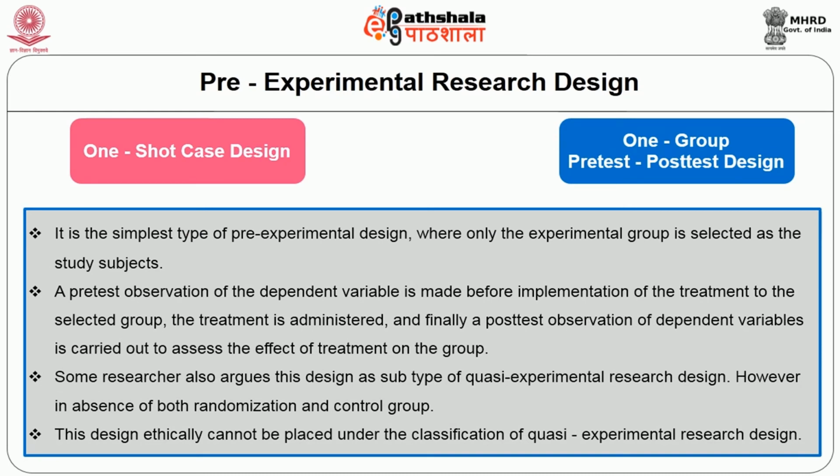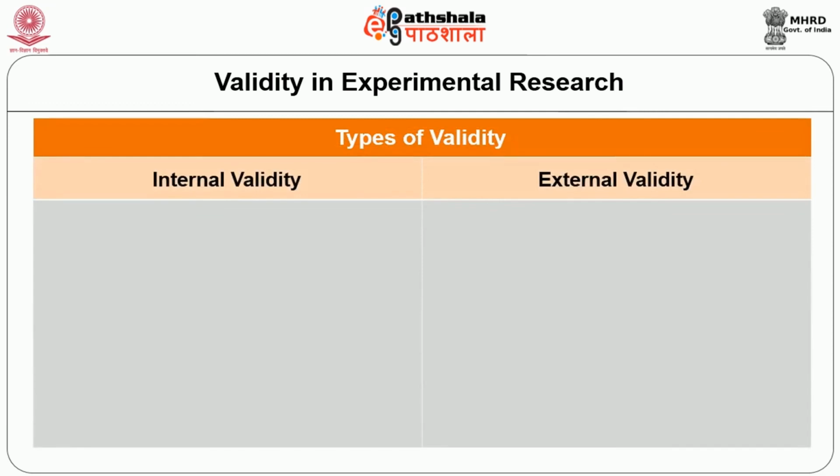It is the simple type of pre-experimental design where only the experimental group is selected as the study subject. A pre-test observation of the dependent variable is made before implementation of the treatment to the selected group. The treatment is administered and finally a post-test observation of the dependent variable is carried out to assess the effect of the treatment on the group. Some researchers also argue this design is a subtype of quasi-experimental research design. However, in the absence of both randomization and a control group, this design cannot be placed under the classification of quasi-experimental research design.